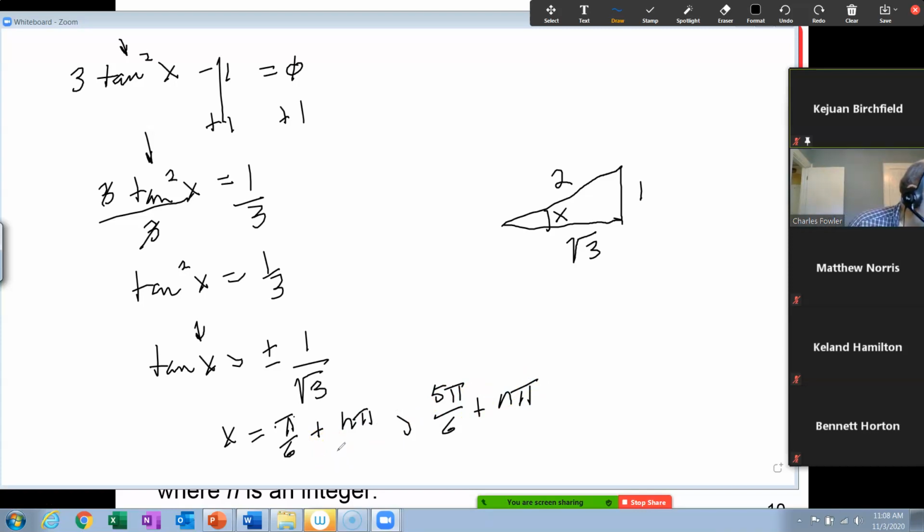This is example 2, and you get pi 6 plus n pi, or 5 pi 6 plus n pi. These are the ones where you're positive. These are the ones when you're the negative 1 over root 3. Now they went as far as saying square root of 3 over 3. If you recognize that better, go for it. Same answer. I just assume stay with 1 over root 3. It's a little bit simpler.